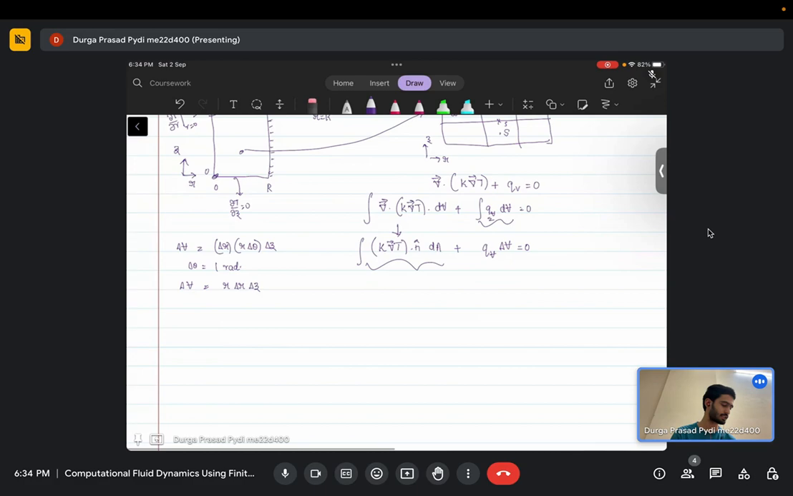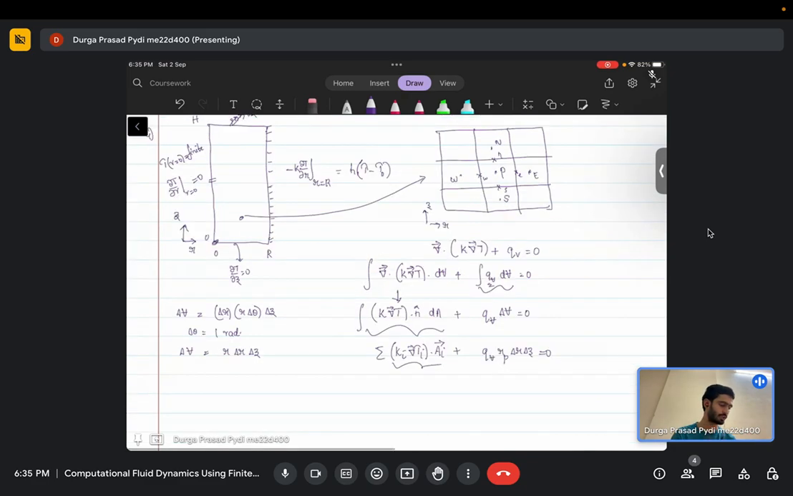Now coming to this, you again take this as summation over your Ki del Ti Ai plus R, I am replacing with Rp, we are taking for the value at P, times delta R delta Z equals to 0. So now coming to this, we have different phases.